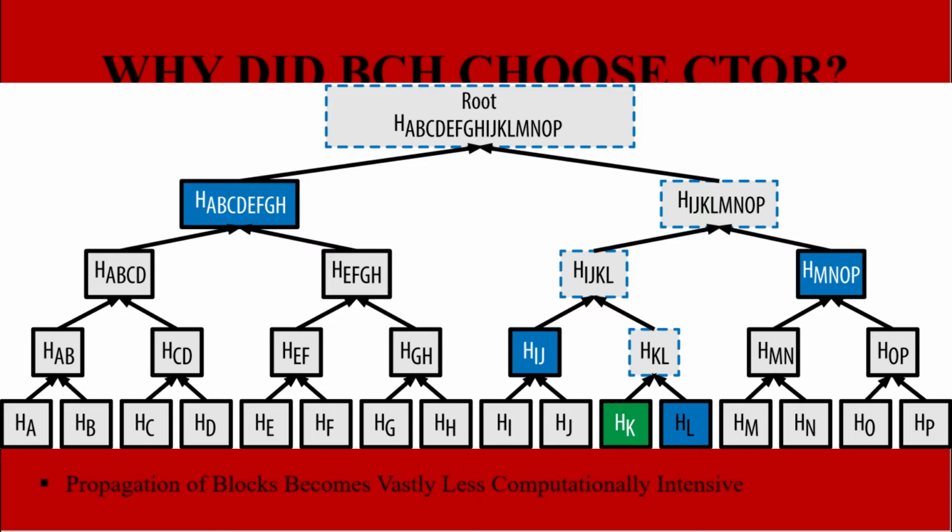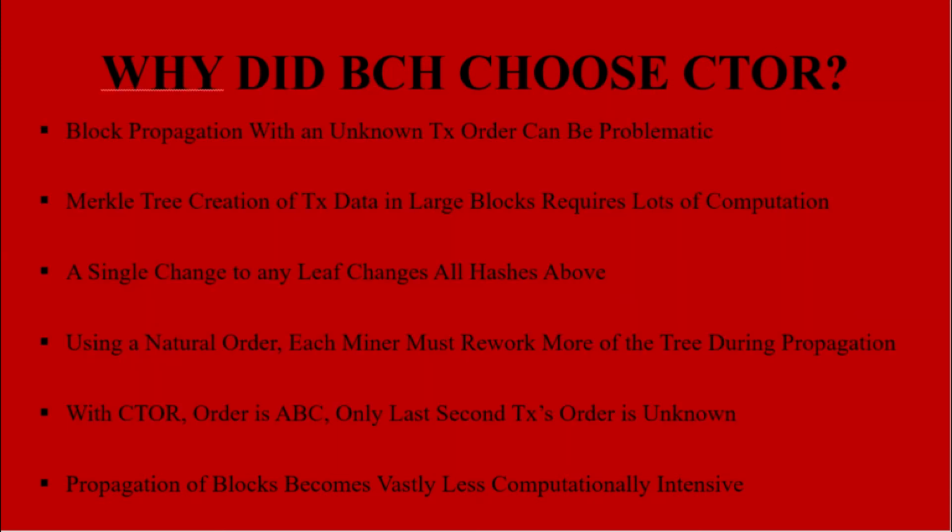And just so you guys know, the way Graphene works is it uses invertible Bloom lookup tables and Bloom filters. And so it basically checks to see which transactions are different between the set of transactions in the block that was given to you and the set of transactions in the block that the miner already has. And so this all seems to mesh up together. Like I said, I had to just think this through on my own. But yeah, so basically with CTOR, the propagation of blocks becomes vastly less computationally intensive, and that's really the reason for using it.